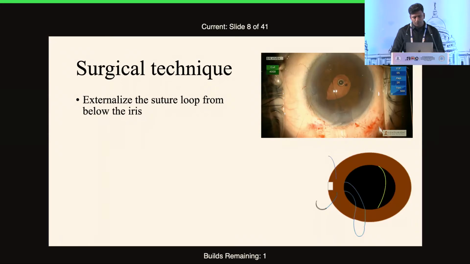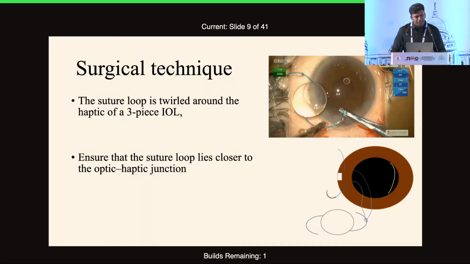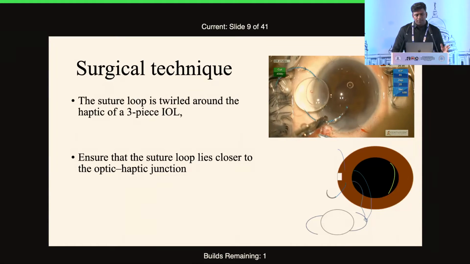You can see the loop coming out of the eye, following which a 3-piece PMMA or 3-piece acrylic lens, whichever. I wouldn't prefer using a foldable single-piece intraocular lens. Any PMMA lens or a 3-piece acrylic lens will be the ideal lens. Here we loop the suture around the haptics 5-6 times, and make sure you pull the loops all the way to the optic haptic junction. If you do not do that while placing the IOL, there is a high chance that the loops will slip and the IOL might drop.